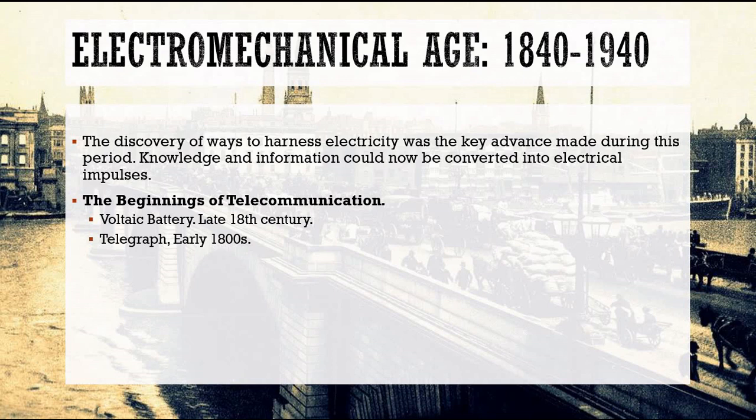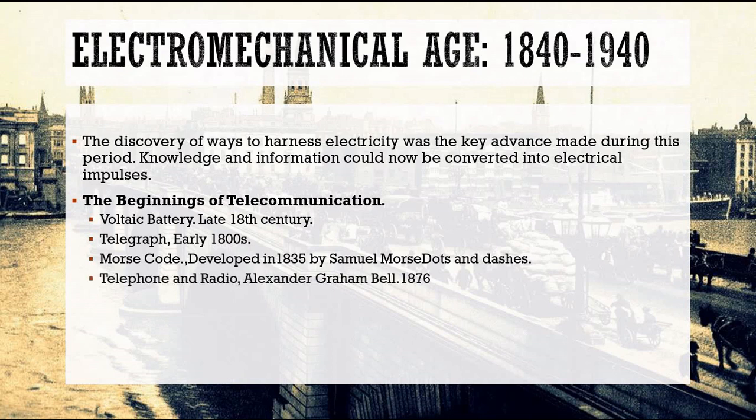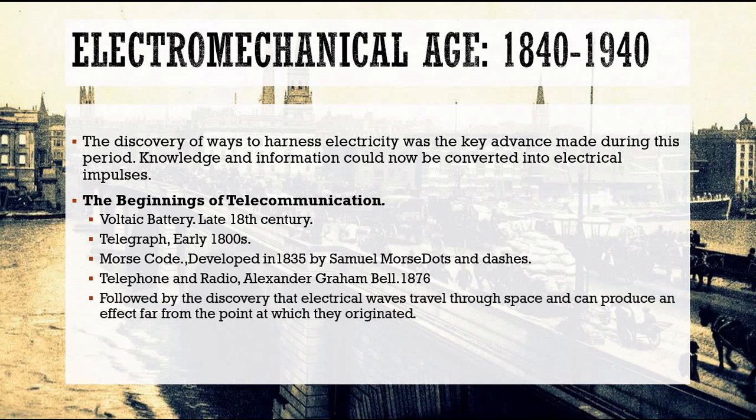Afterwards, the telegraph was invented, which allows the transmission of information by coded signal over distance. Morse code was a system built to communicate with others by breaking down the alphabet into dots and dashes, transformed into electrical impulses, and transmitted over the wire. Shortly afterwards, the telephone and radio were invented, followed by the discovery that electrical waves travel through space and can produce an effect far from the point at which they originated.